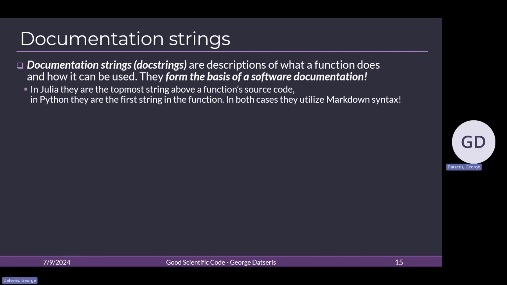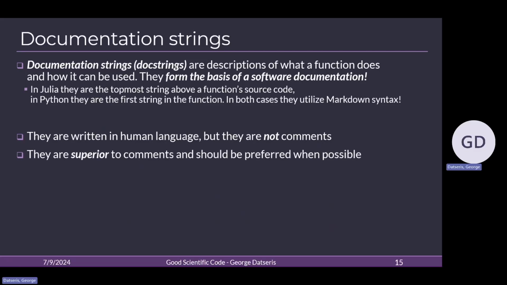In Julia, a documentation string in your source code is the topmost string above a function's source code. I will show you an example in a moment, don't worry. A documentation string is just a standard string within your Julia script or your Julia file that utilizes Markdown syntax that you all perfectly know, which is perfect. Now, documentation strings are written in human languages, just like comments are, but they are not comments. They are superior to comments and should be preferable when possible.